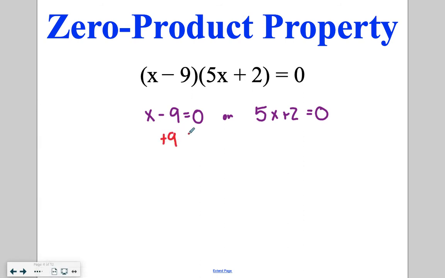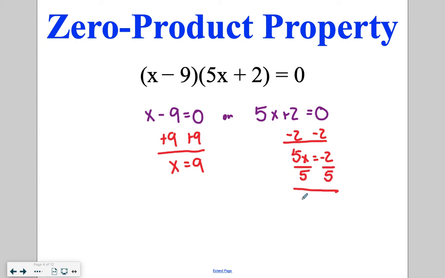The first one, you would simply add 9 and get an answer of x is equal to 9. And the second one, you would subtract 2, giving you 5x equals negative 2. And then you would divide both sides by 5, giving you a final answer of x is equal to negative 2/5. We're going to want to make sure that we keep those answers as fractions and not as decimals.